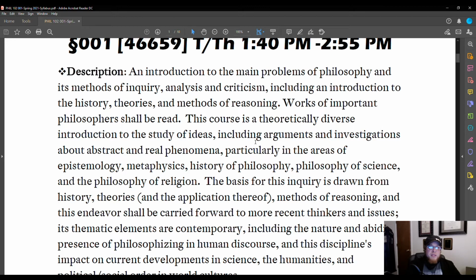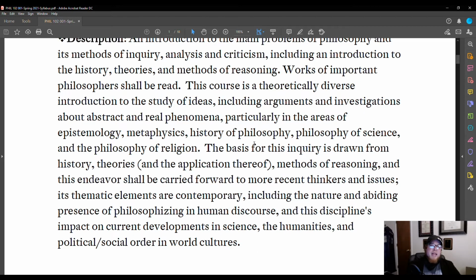The basis for this inquiry is drawn from history, theories, and the application thereof, methods of reasoning, and this endeavor shall be carried forward to more recent thinkers and issues. Its thematic elements are contemporary, including the nature and abiding presence of philosophizing in human discourse, and this discipline's impact on current developments in science, the humanities, and political social order in world cultures.